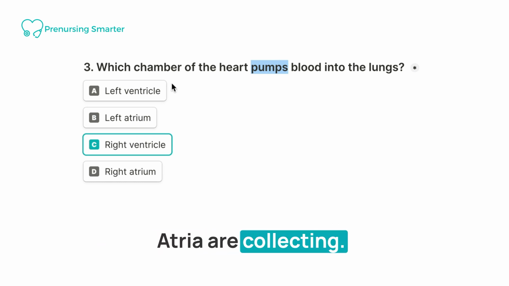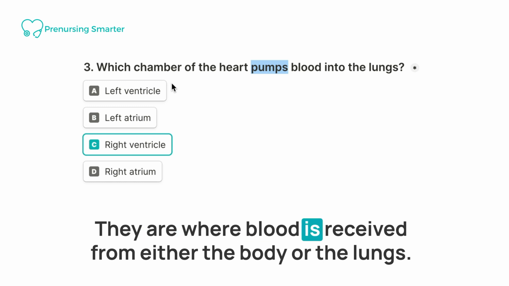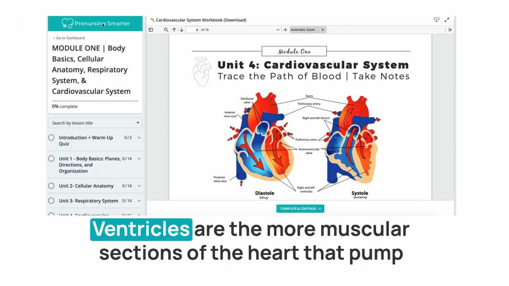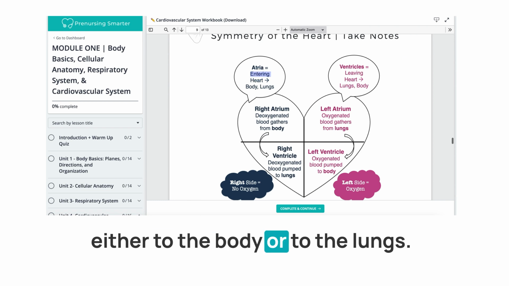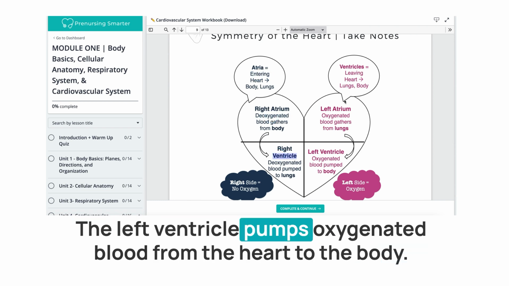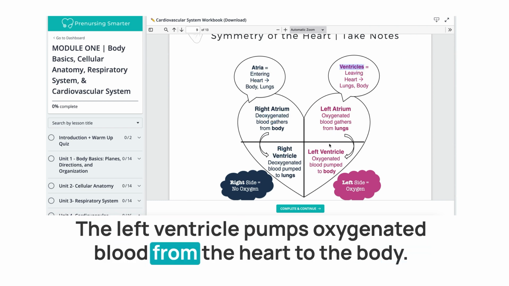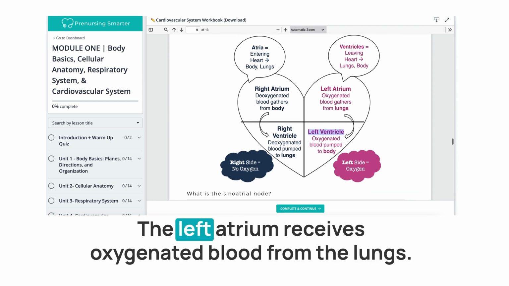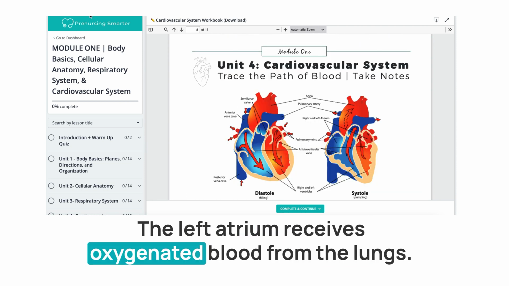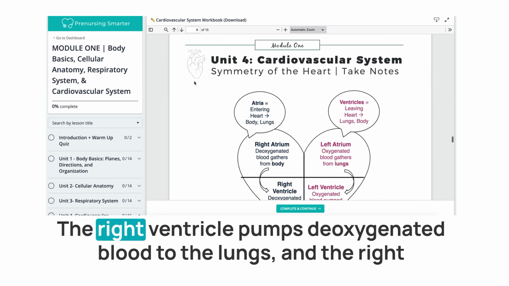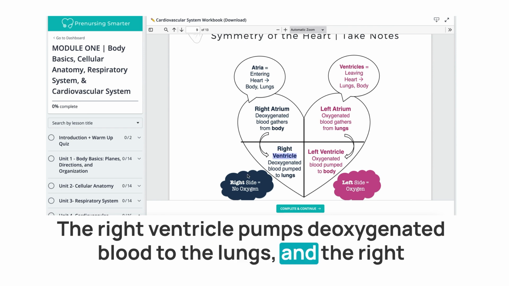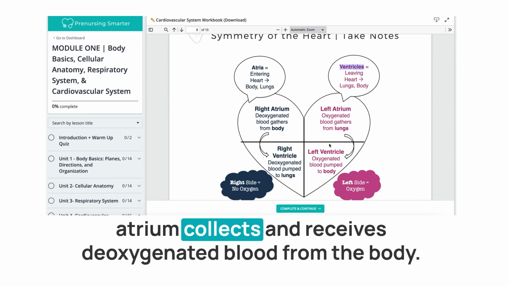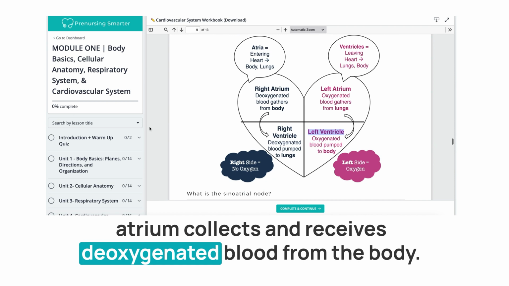Atriums are collecting. They are where blood is received from either the body or the lungs. And the ventricles are the more muscular sections of the heart that pump either to the body or to the lungs. The left ventricle pumps oxygenated blood from the heart to the body. The left atrium receives oxygenated blood from the lungs. The right ventricle pumps deoxygenated blood to the lungs, and the right atrium collects and receives deoxygenated blood from the body.